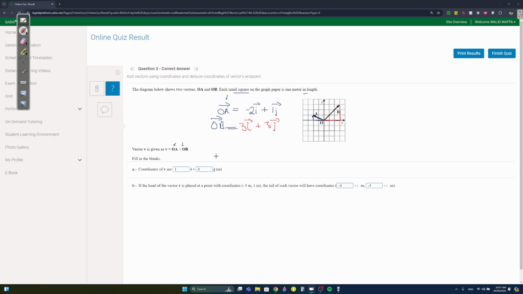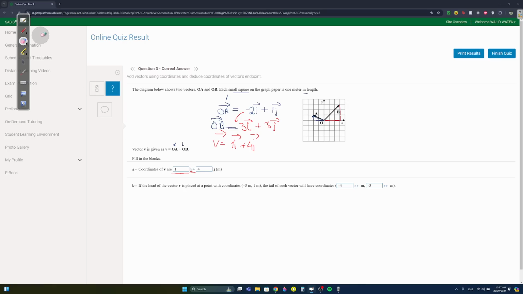Okay. We want OA plus OB, so we just add these. Minus 2 plus 3, that's 1i. And then 1 plus 3 is just 4j. So vector V is 1i plus 4j. Come on, put the vector symbol on. Here they don't put the vector symbol, but they put it in bold. On computer, because you can't type the vector symbol, they put a letter in bold, meaning that it has a vector symbol above it.